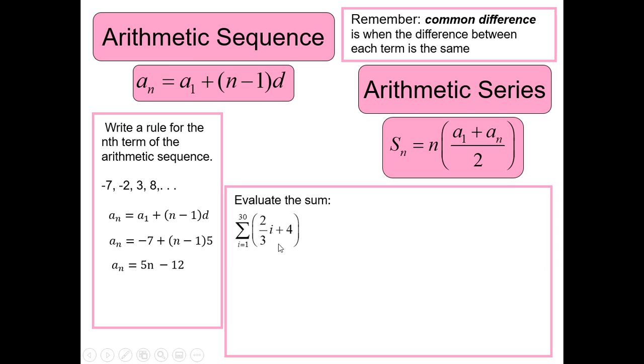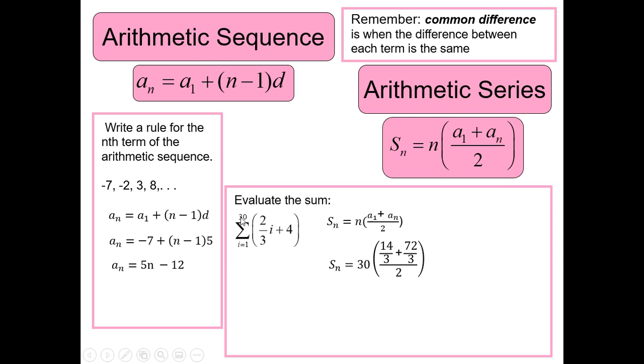How about this one? Evaluating the sum. I equals 1 to 30 of 2/3 I plus 4. I'm going to use this notation here. And what is my n? My n is 30. What is my a sub 1? Well, when I is 1, it's going to be 2/3, plus 4, which would be equal to 12/3. So 2/3 plus 12/3 would be 14/3.